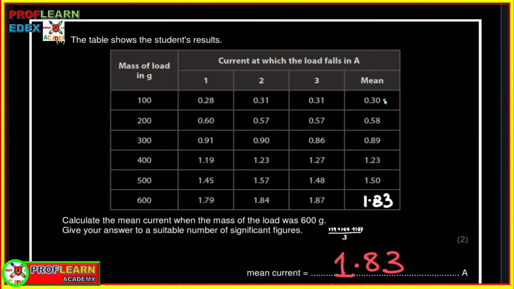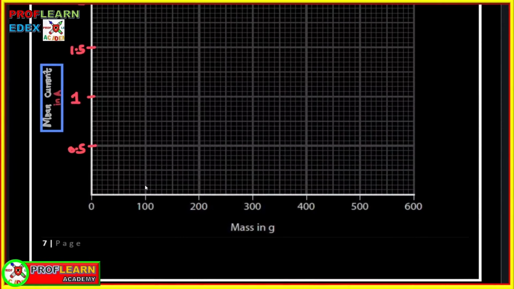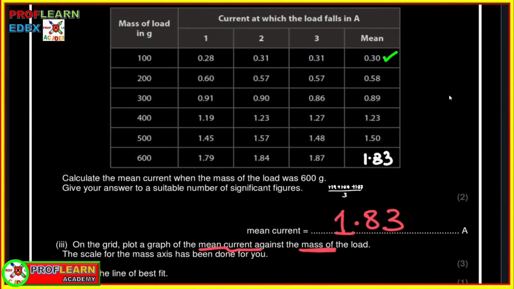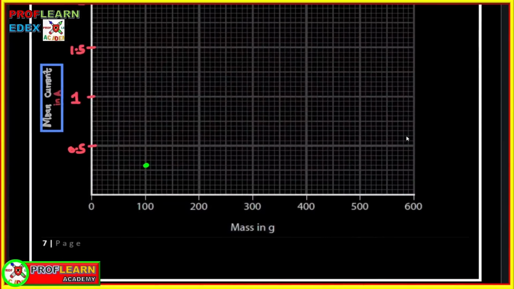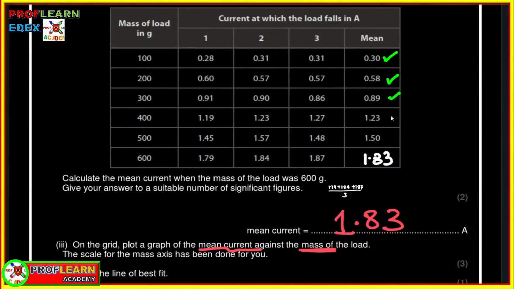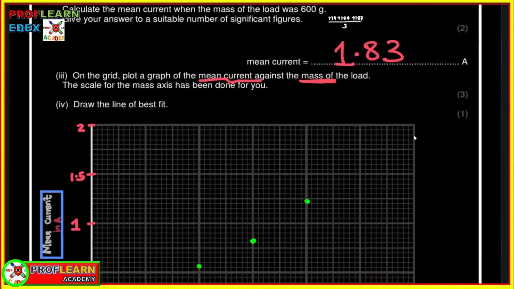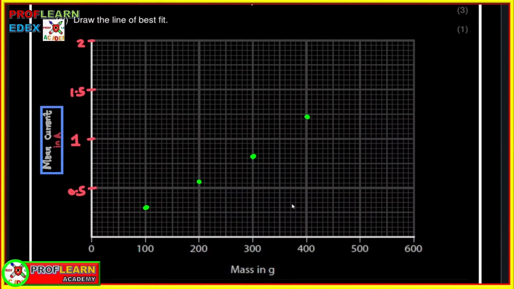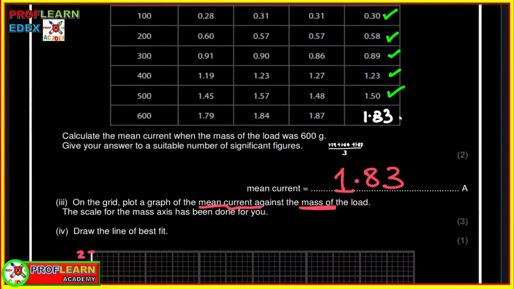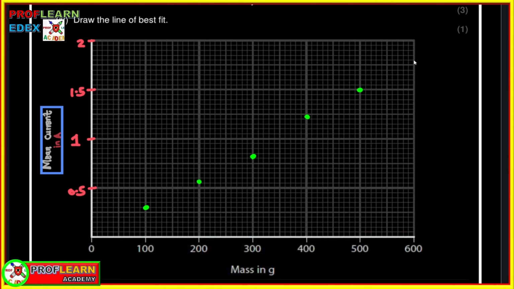We have 100 grams at 0.30. We can see it's here. 200 grams is 0.58. We go back here, it's around here, move to 200 somewhere. Let's move up a little bit, move right. Okay, that's the point. Then we need to go for 300. It will be there. 400 is 1.23, so let us look for it. 1.23 will probably be there. 500 comes at this particular point. Then finally we have 1.83, which will come at this point here.